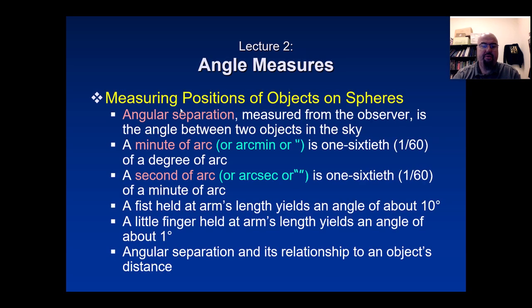So the angular measures we have, we're using angular separation. This is measured from the observer, is the angle between the two objects. And the reason they did this is they had to have some way to break it down.